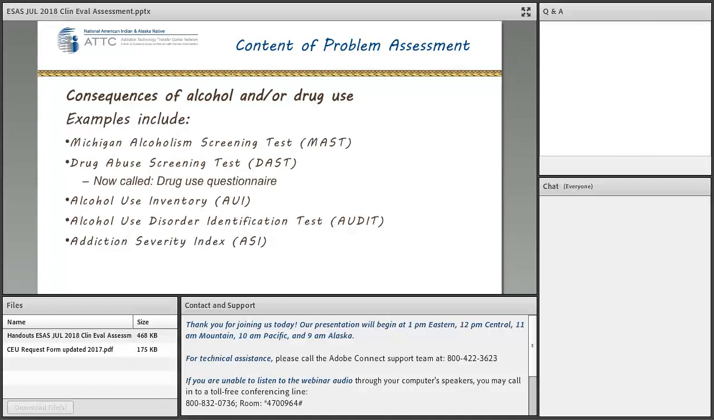Looking at the contents of problem assessment, the consequences of alcohol and/or drug use, we have the Michigan Alcoholism Screening Test. The Drug Abuse Screening Test, the DAST, now called the Drug Use Questionnaire. The Alcohol Use Inventory, the Alcohol Use Disorder Identification Test, and the Addiction Severity Index. Depending upon which version you're using, there's one with 12 or 22 questions, a short version and a long version, and those cover the past 12 months. The Alcohol Use Disorder Identification Test is a 10-item questionnaire, and the DAST is a 20-question test.